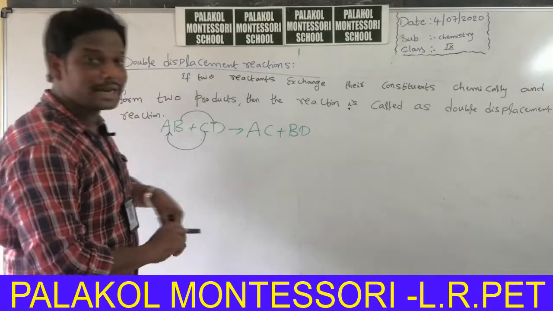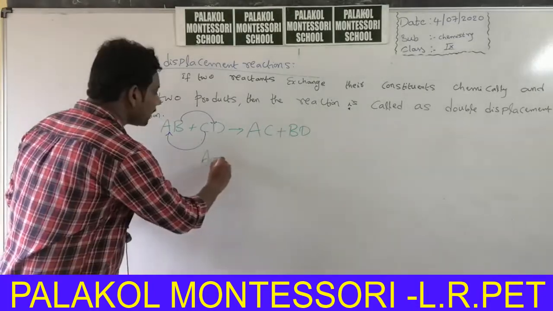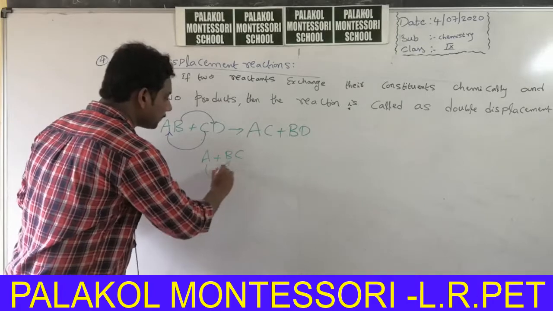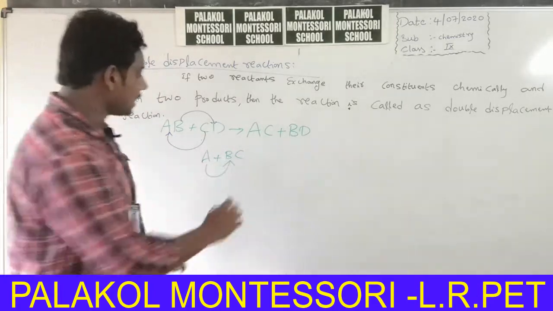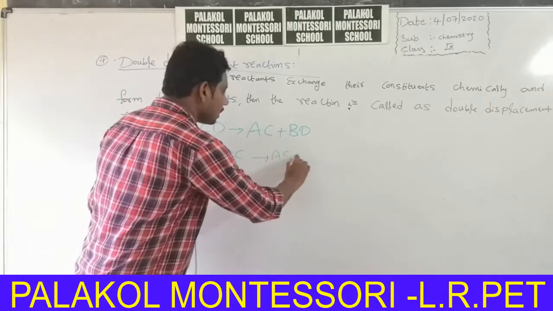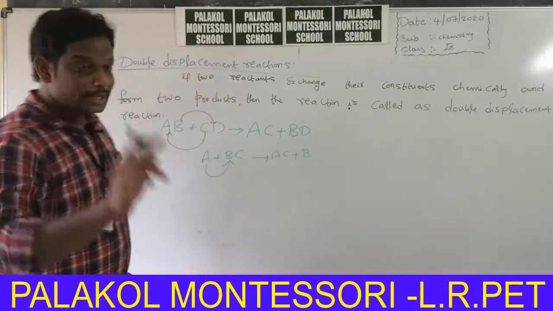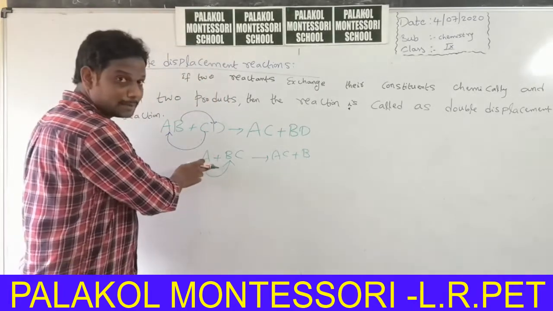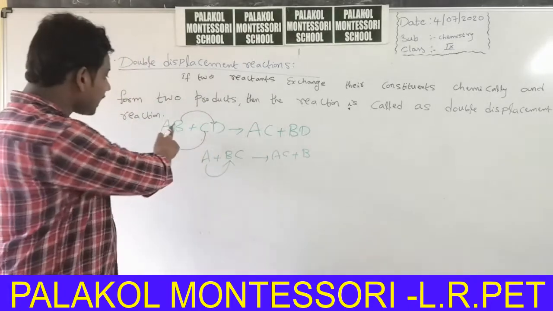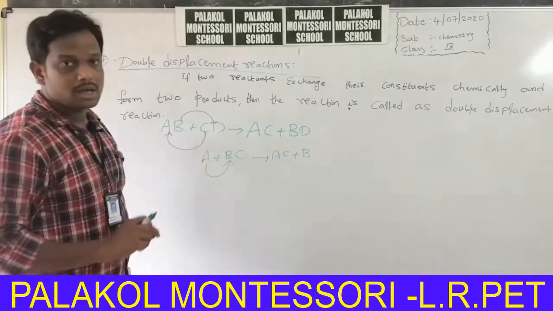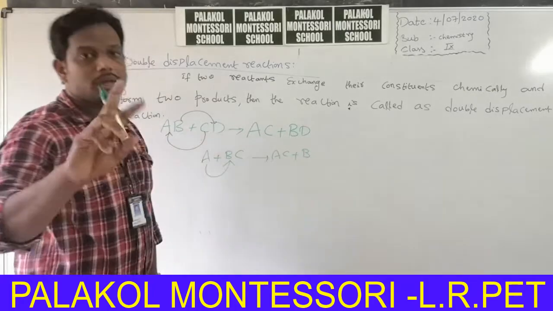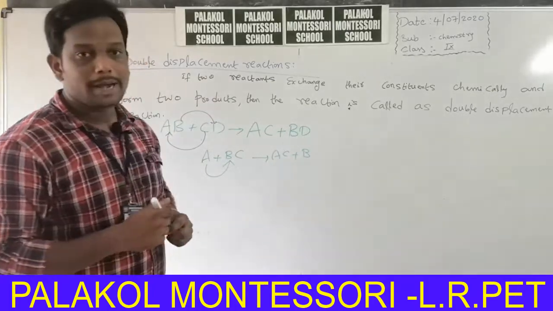But in the case of single displacement reaction, an element A displaces B only. An element replaces B from BC and takes its position. That means here only one single displacement takes place. In this case, two displacements take place. The position of B changed, the position of C changed. So this is called double displacement reaction.